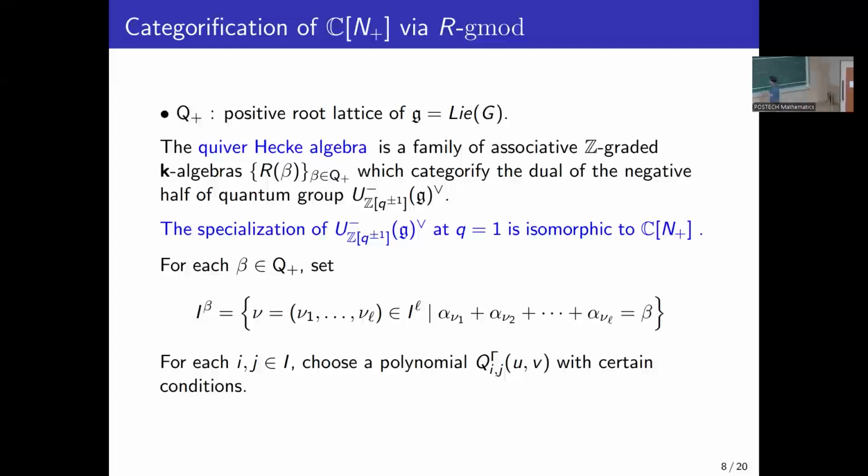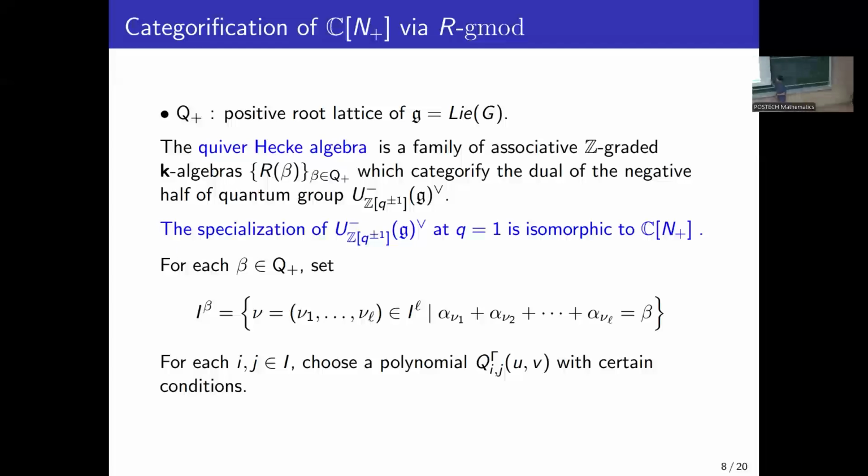Right, so please recall that we want to find some category whose Grothendieck ring is isomorphic to some double invariant ring. The quiver Hecke algebra is the answer for the categorization of the coordinate ring of the unipotent subgroup. So let me give you the definitions. For each beta, which is an element used to define the quiver Hecke algebra, R beta is the quiver Hecke algebra at beta. Whenever you have a beta, you can consider the set of sequences of positive roots whose sum is equal to beta. So if beta is given, then you have a finite set of sequences.